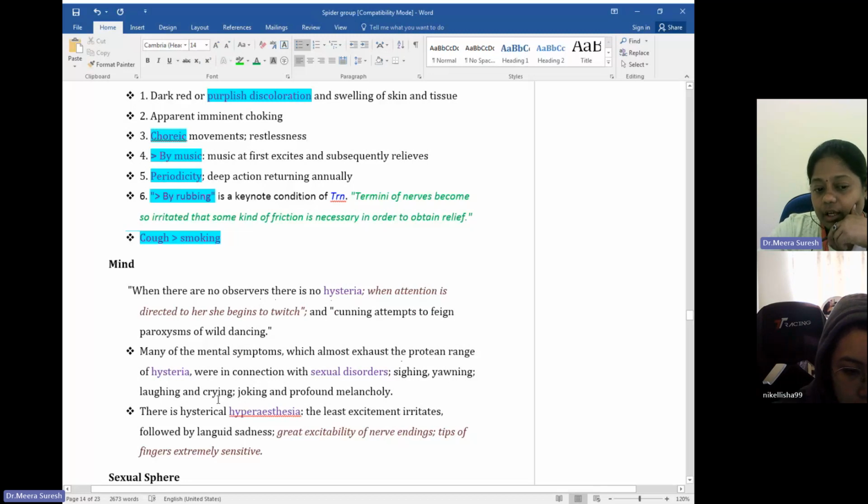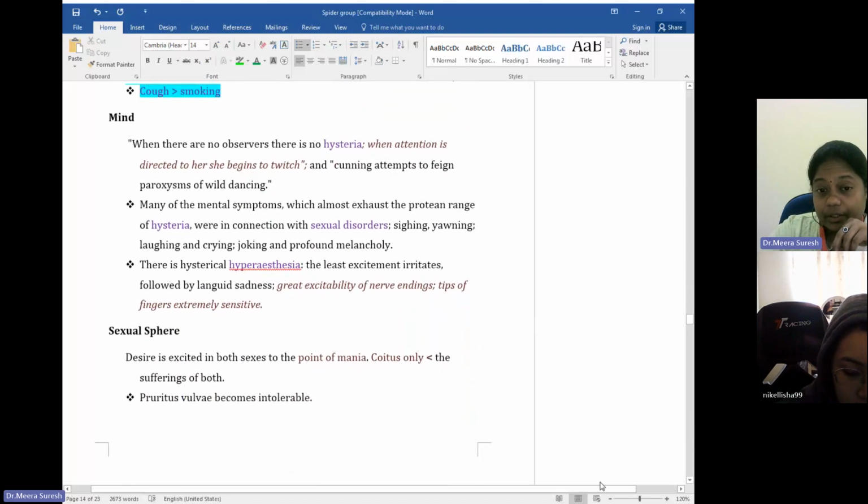The sighing, yawning, laughing, crying, joking, profound melancholy, or even the least excitement, followed by languid sadness. I mean, any symptom manifestation of hysteria, it is everything related to sexual disorders. And we saw that these persons are highly nymphomaniac. Sexually, they are having high desire, but coitus is going to aggravate this symptom. So that is actually a feature of tarantula. So in the persons, they have the hyperesthesia, the hysterical hyperesthesia.